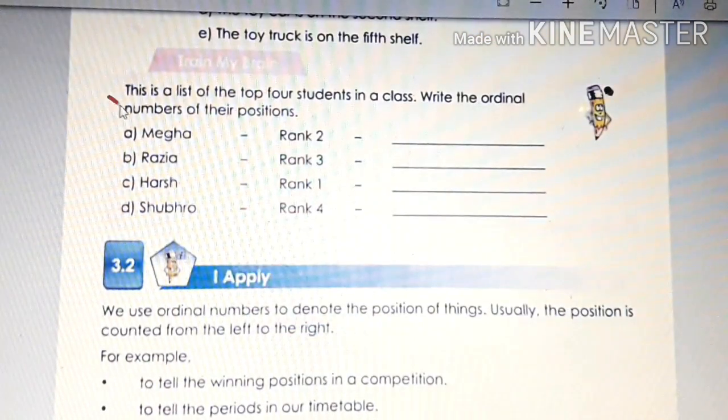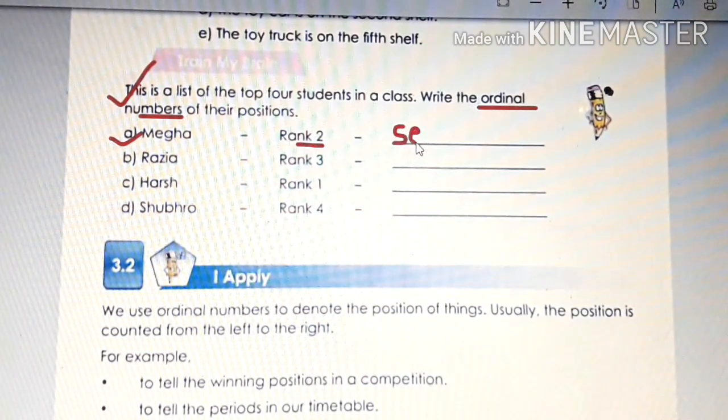Next you see, this is a list of top 4 students in a class. Write the ordinal numbers of their position. Ordinal numbers are what, children? Ordinal number shows the position. Now the first, Megha, in which position is she? Rank 2. How can you write? In ordinal number you have to write the spelling of second, S-E-C-O-N-D. Okay, you have to write the spelling of second and also the short form.